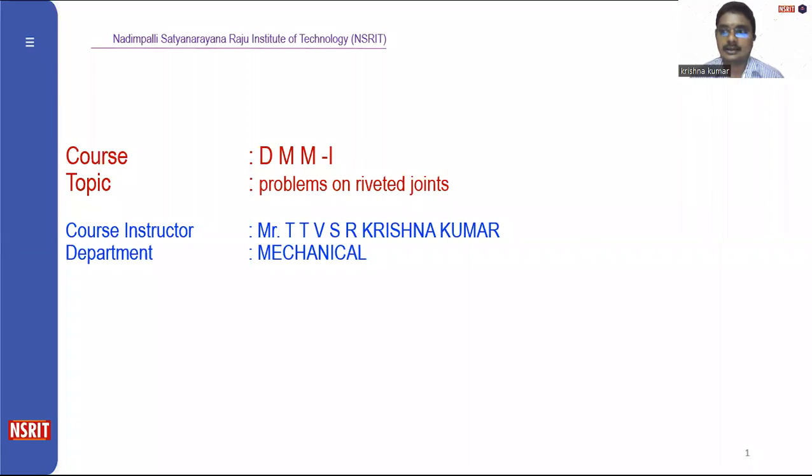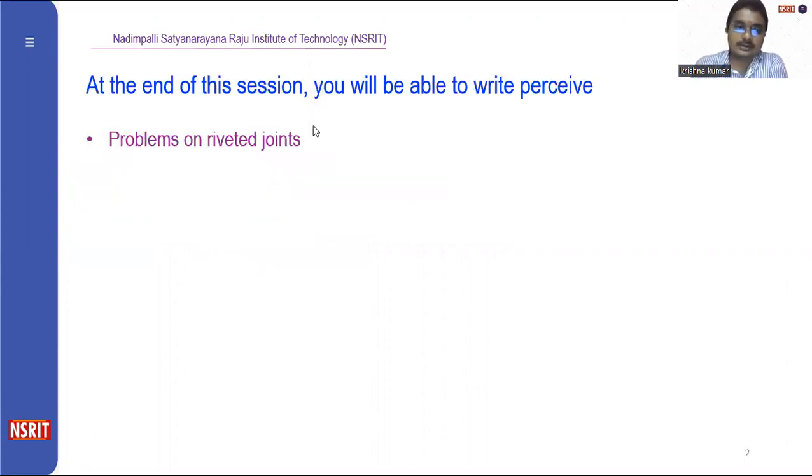Yes, welcome back again. In the earlier session, we have seen the different types of riveted joints, the purpose of using rivets, and the different types of rivets based upon their terminology. In this session, we are going to see some important problems related to riveted joints. Hope this class may be interesting.